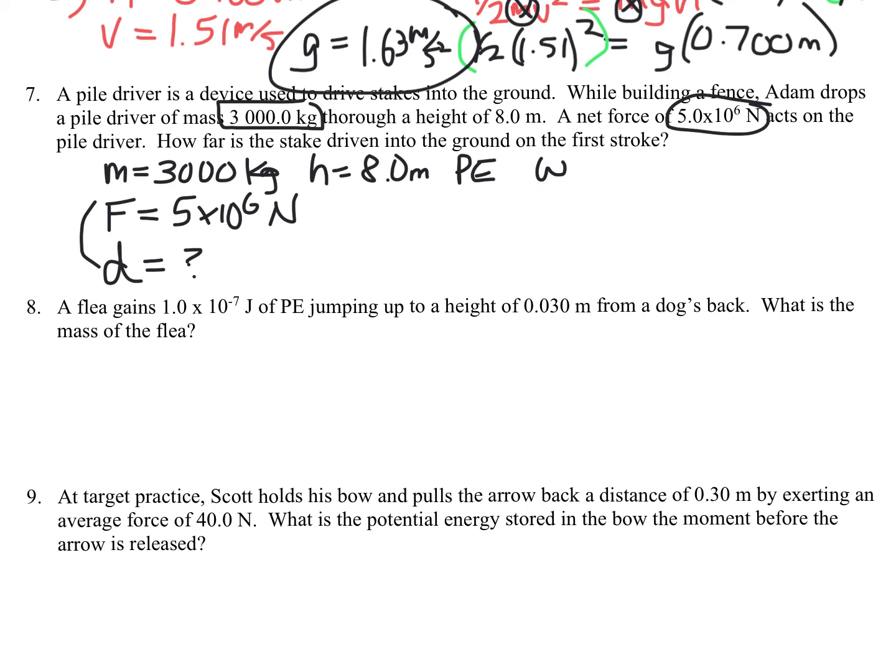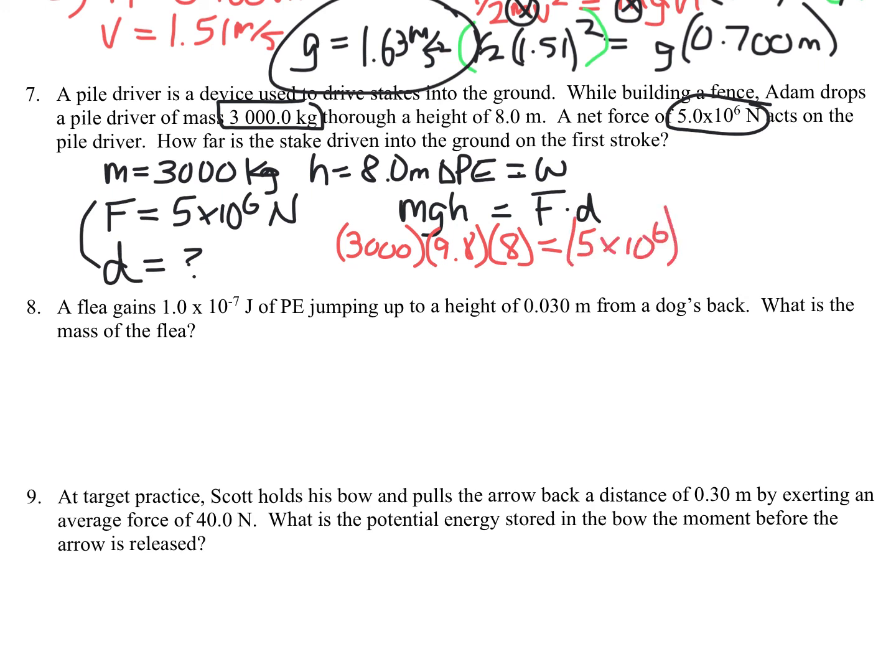But then I remember, the work energy theorem says that the work done on an object is equal to its change in energy, which in this case is its change in potential. So I can literally set my potential energy equal to my work equation, which is force times distance. So I can start plugging in for that. I know my mass, 3,000. I know gravity on planet Earth is 9.8. And I know that the height is 8 meters. And I know my force is 5 times 10 to the 6th, right? So I can solve for D, can't I?